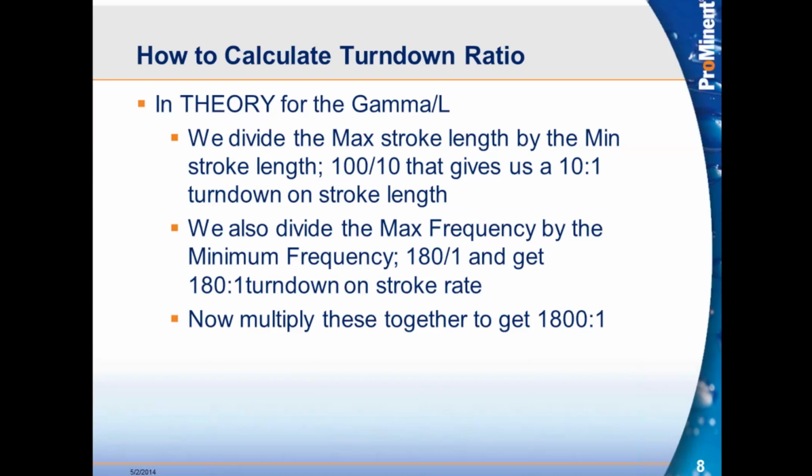On the frequency, the gamma L pump will allow us to turn the frequency down to 1 stroke per minute. So the maximum across the board on all gamma L pumps is 180 strokes per minute. So the maximum divided by the minimum, we have a turn down of 180 to 1. So now we have the stroke length 10 to 1. We have the frequency of 180 to 1. If we multiply those together, our turn down on the pump, the entire pump, is 1,800 to 1. 180 times 10.